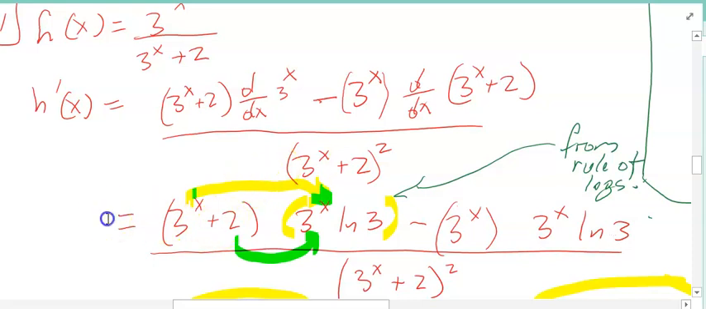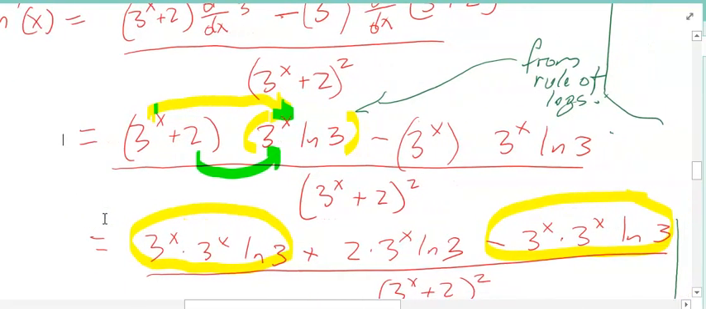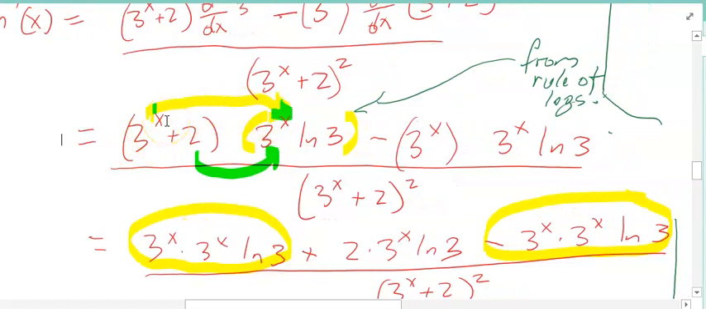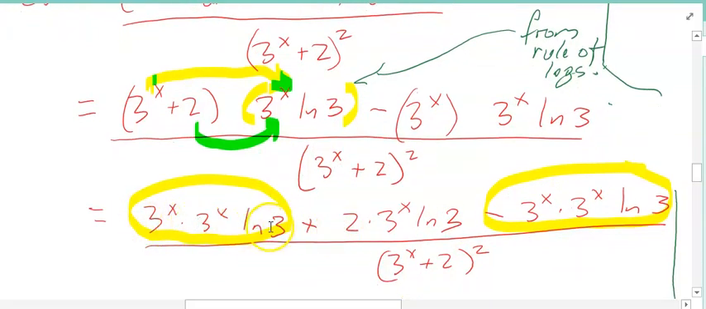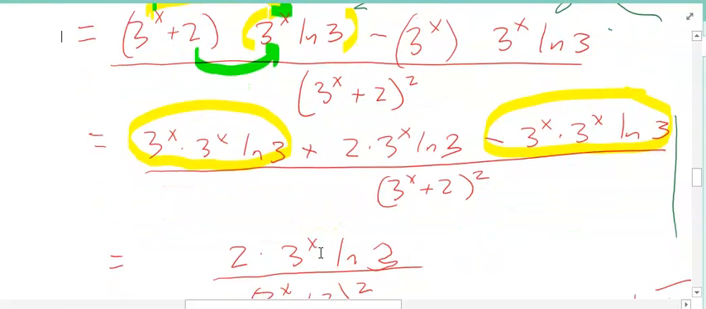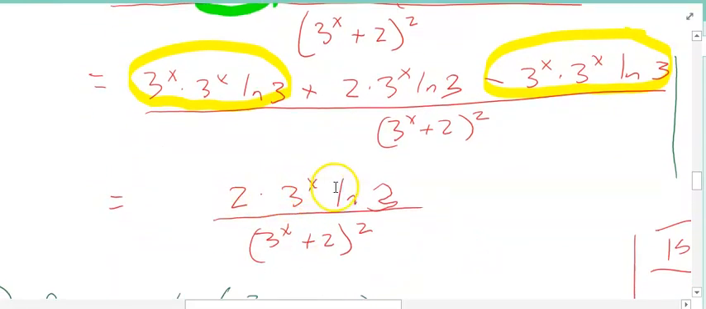What we can do in this step is distribute. We have 3 to the x times 3 to the x ln 3, plus 2 times 3 to the x ln 3, expanded out a little bit, minus 3 to the x times 3 to the x ln 3. Notice there's a 3 to the x times 3 to the x ln 3 and another one right here. Because they have opposite signs, they will cancel each other out. So we're left with 2 times 3 to the x ln 3 over 3 to the x plus 2, all squared.